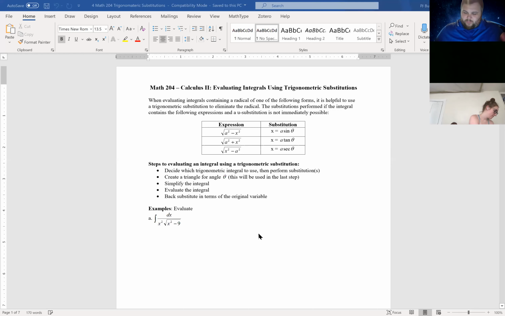So again, we have done U substitution, by parts, and trig integral so far. The next logical step is to then try trig substitution.